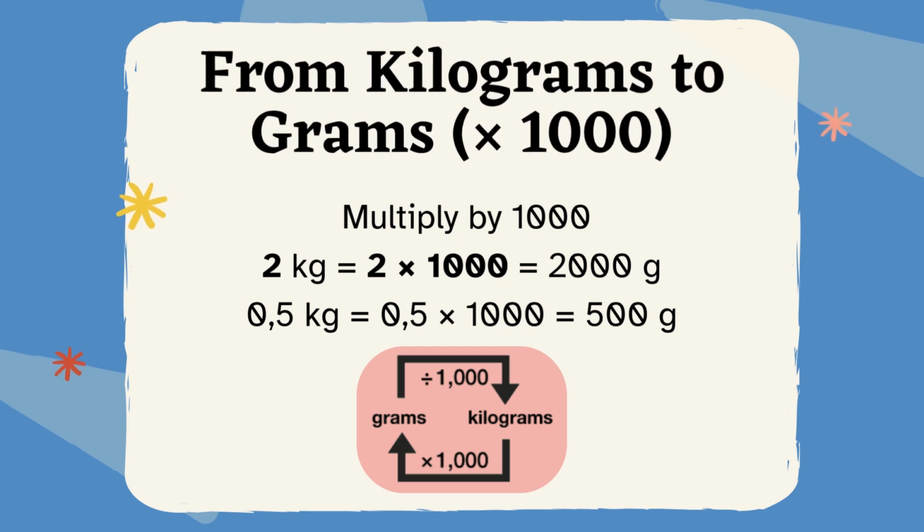Let's do an example. We know to go from kilograms to grams, we will times by 1000. So if I have 2 kilograms and I want the answer in grams, I will multiply by 1000. Because remember, going from 2 kilograms to grams, I times by 1000. And I know I'm going to times because I know I have 2 kilograms. So 2 times 1000 is 2000 grams.